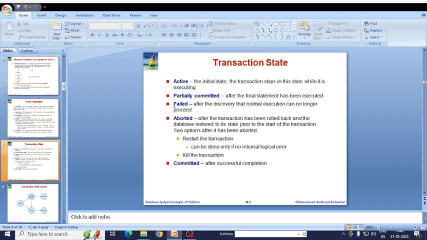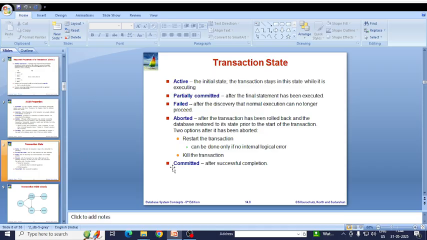The next state is the failed state. When we say that a transaction goes to the failed state, it means that after the discovery that normal execution can no longer proceed. Next is the aborted state. The transaction goes to the aborted state after the transaction has been rolled back and the database restored to its state prior to the start of the transaction. Two options after it has been aborted are to restart the transaction, otherwise kill the transaction.